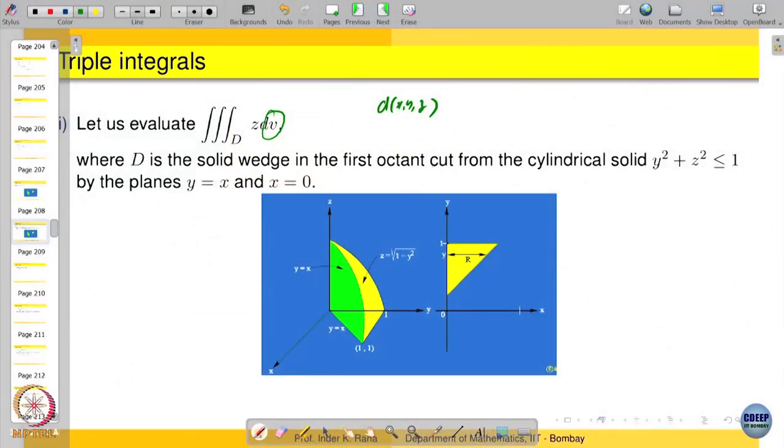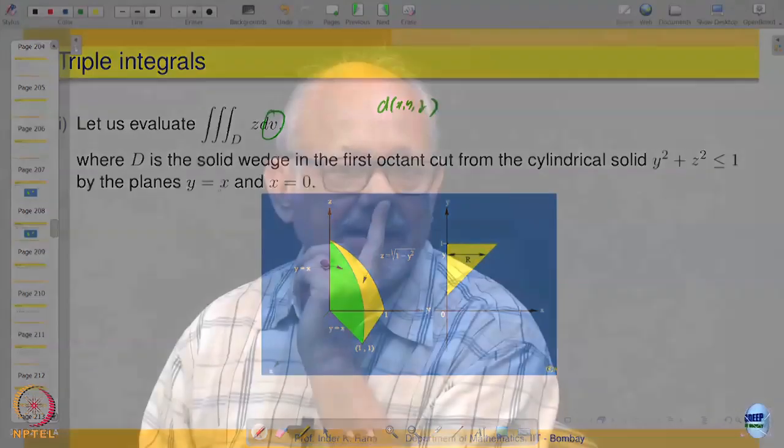In that cylinder, we are looking at the first octant. That means we are looking at only a part of the cylinder where x is bigger than 0, y is bigger than 0 and z is bigger than 0, on that part only, right. So, you can see here, there is the upper part only we are looking at in this picture. Where is it bounded? It is bounded by the plane y equal to x, because if we do not bound it then it will be infinite, right. So, y equal to x.